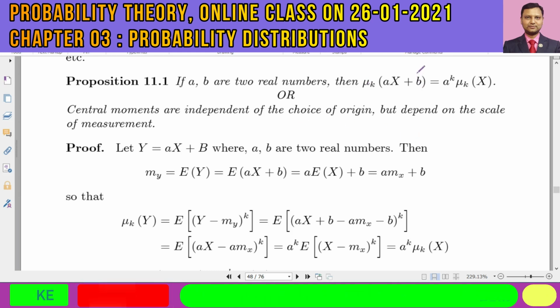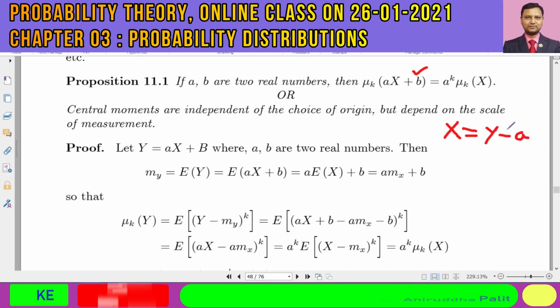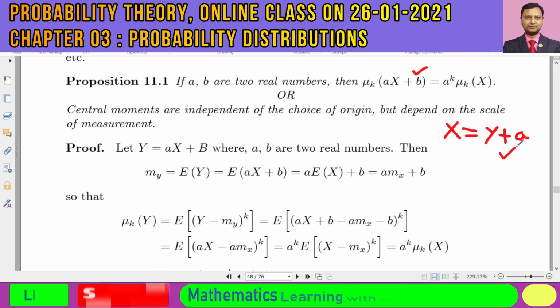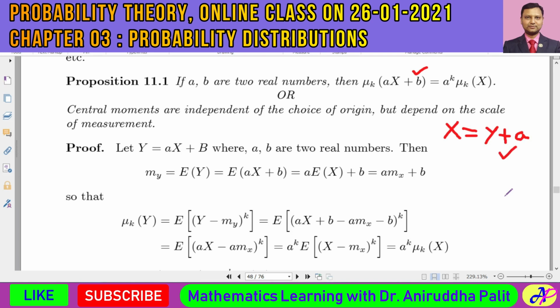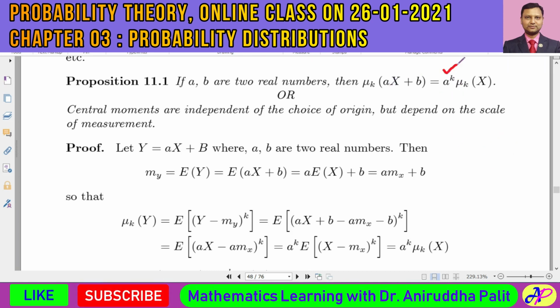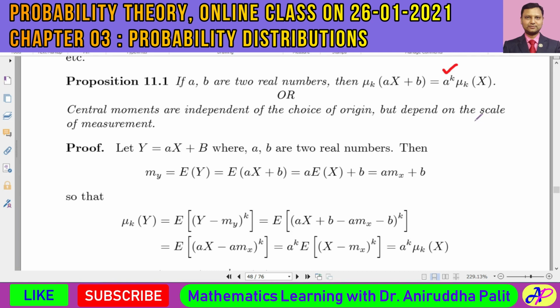Again, if we add or subtract some real number from a random variable, like Y minus some constant a, or plus some constant a, what does it mean? It means that we are just changing the origin. Plus or minus some constant means we are just changing the origin. And this result says that the right hand side expression is dependent only on the quantity small a. Therefore, we can say that it is actually dependent on the scale of measurement.